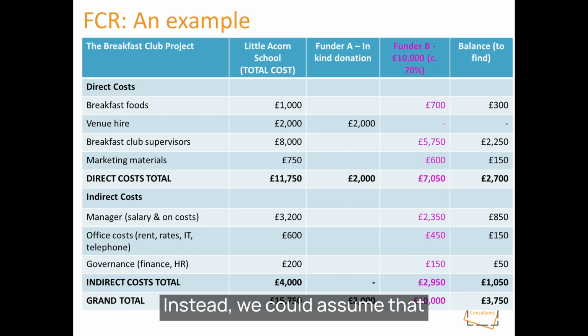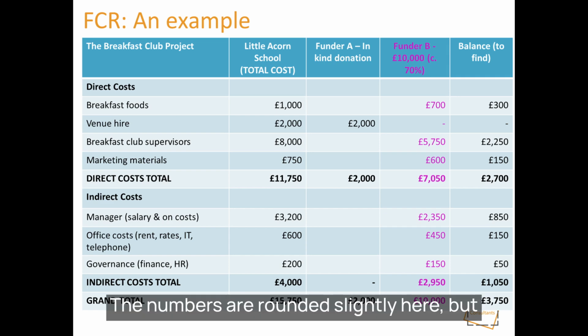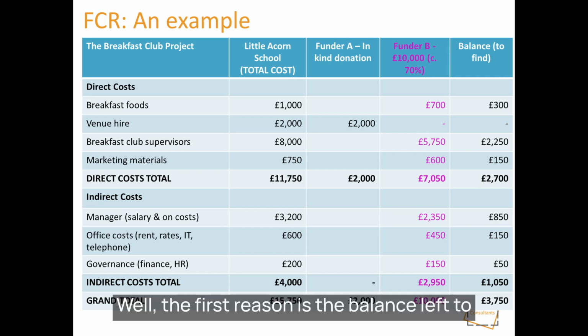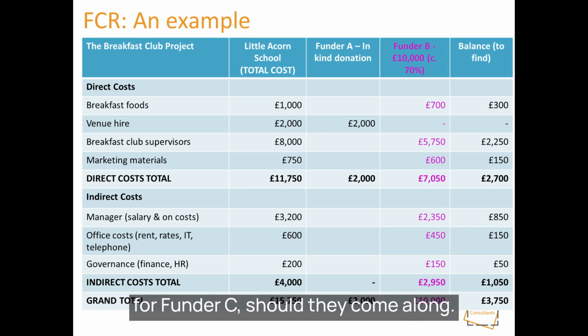Instead, we could assume that Funder B, with their £10,000, covers around 70% of the project. The numbers are rounded slightly here, but as you can see, they pay for 70% of each of the remaining budget lines left to find. Why take this approach if you can? Well, the first reason is the balance left to find creates a much more attractive project for Funder C should they come along.